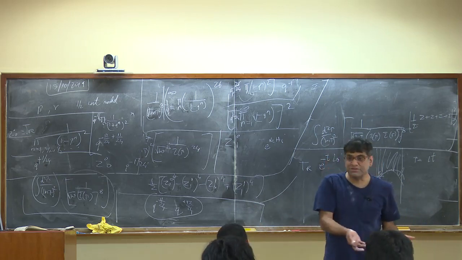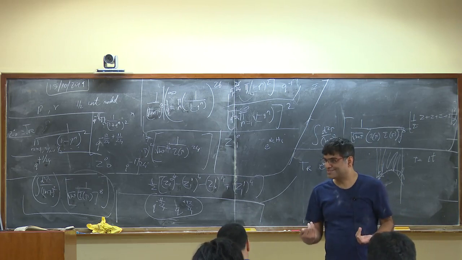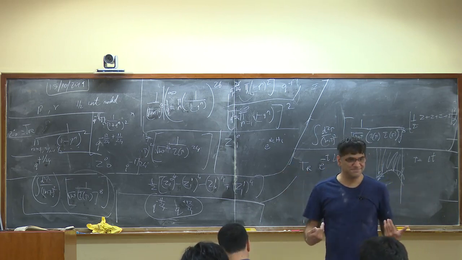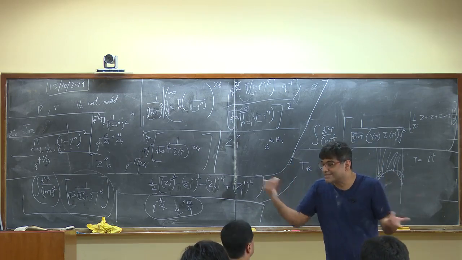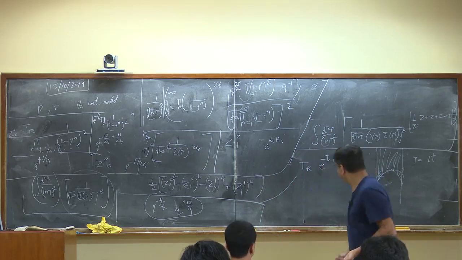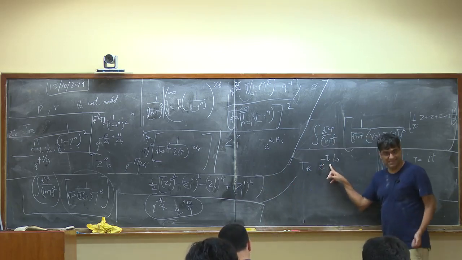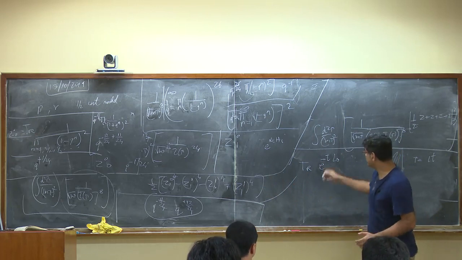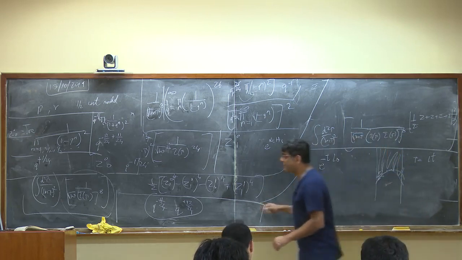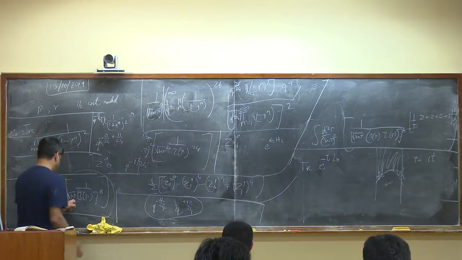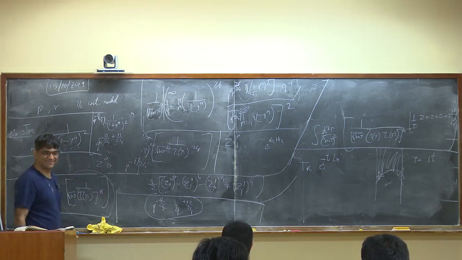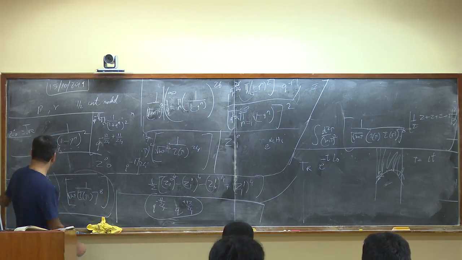So the first state that contributes is the first state that survives the GSO projection, which is the graviton. That had L0 equals 0. So the leading divergence here would be L0 equals 0, just a constant. And the fact that we had this Im tau to the power 8 makes this a convergent integral.